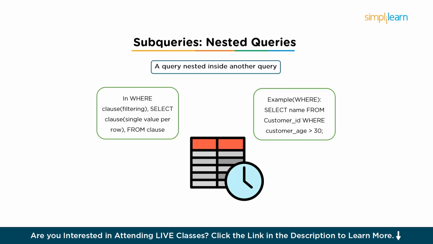You can also place subqueries in the select clause to return a single aggregated value for each row of the outer query, or even in the from clause, where the result of the subquery acts as a temporary virtual table, sometimes called a derived table, that you can then query further. While powerful, deeply nested subqueries can sometimes become hard to read and debug, which leads us to our next concept of CTEs.